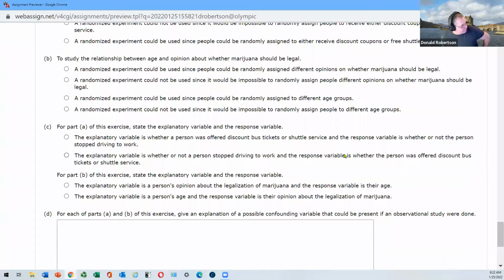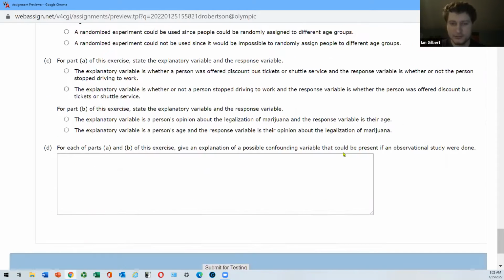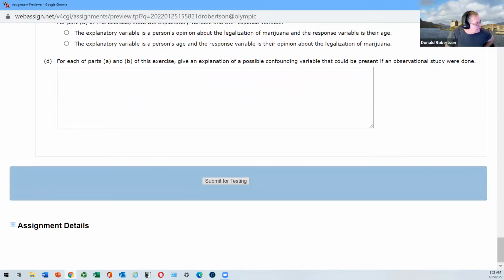So to study the relationship between age and whether marijuana should be legal, could you do an experiment where you had age and whether they are in favor of marijuana being legal or not? I'd say it's not possible because it says on the second option that it's impossible to randomly assign the opinions to people. Oh, interesting. Okay, then that is the end of that.